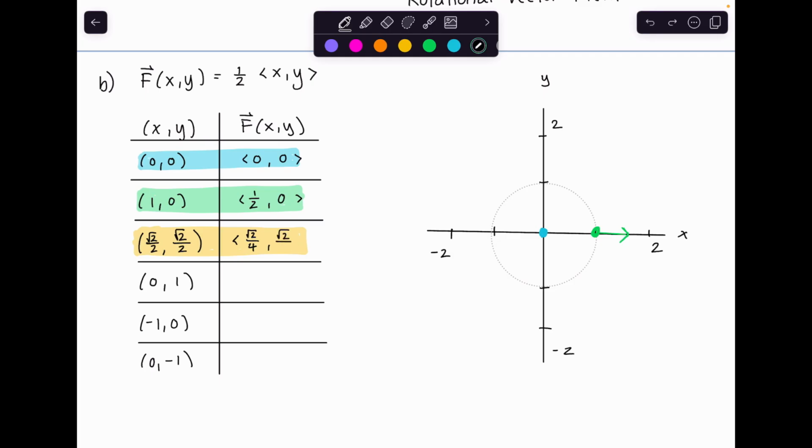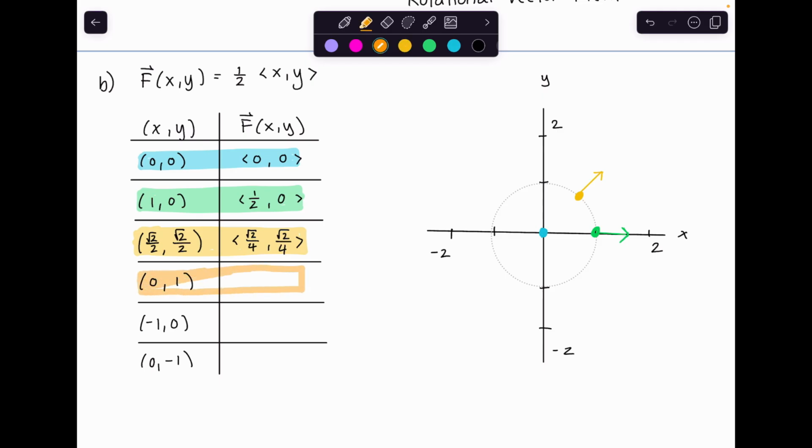Oh, that's not a 4, that's a wrong number. Here we go. Okay, so at this point, my x is positive and my y is positive, so that means I move to the right and up. And then that vector will look roughly like this. So go the same amount in each direction.